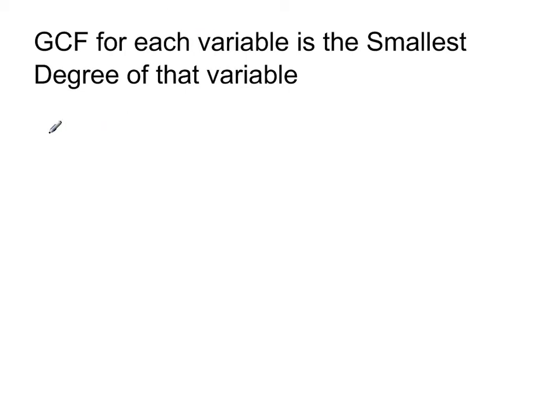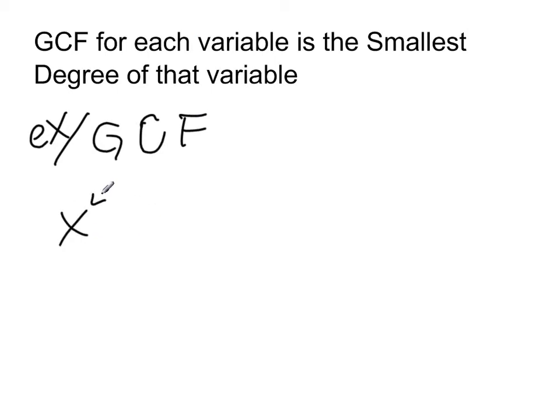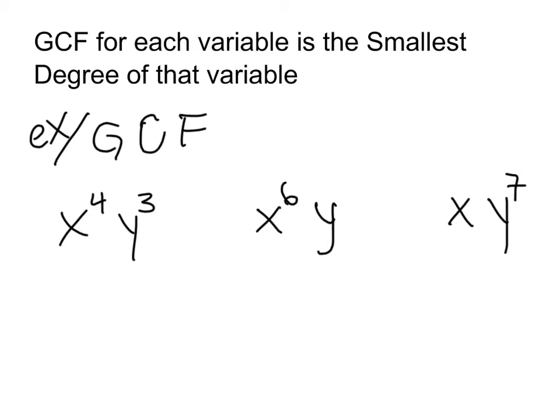So let's say, for example, we are asked to find the GCF. Oof, my C is ugly. Sorry about that. And we have, I don't know, crazy stuff: x to the 4th y cubed, maybe x to the 6th y, and x y to the 7th. So, each variable, we look at each one separately. So we have the x's, and what we're going to do is collect the smallest degree of that variable.